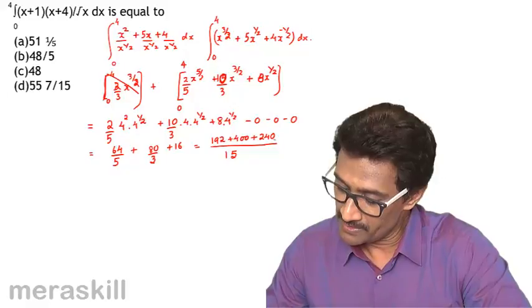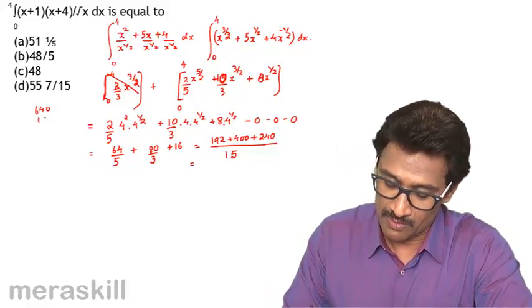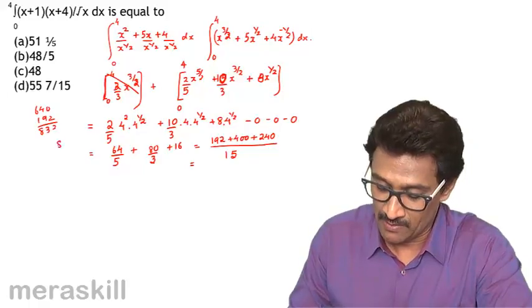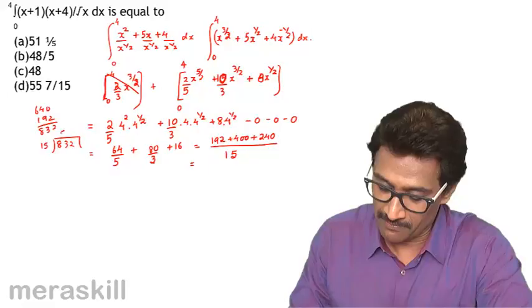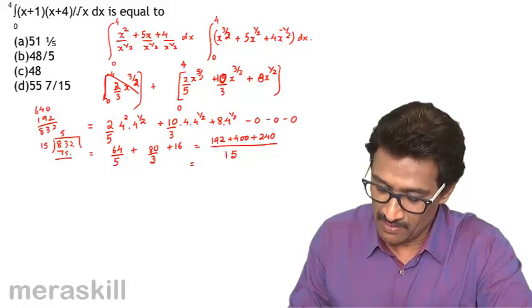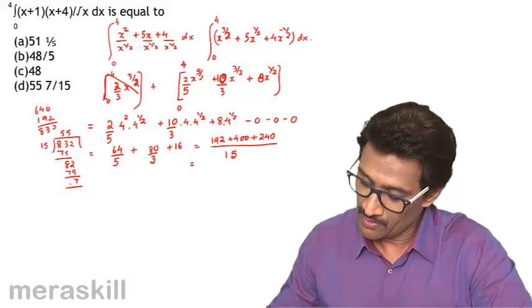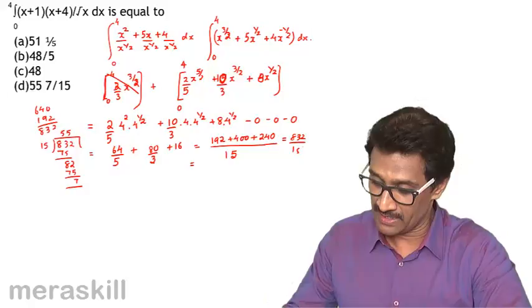So this turns out to be 640 plus 192, which is 832 divided by 15. So 832 divided by 15 turns out to be: 5 times 15 is 75, 83 minus 75 is 8, bring down the 2 to get 82, 30 minus 5, 82. Again 5 times 15 is 75, and you get 7. So it's eventually 832 by 15.